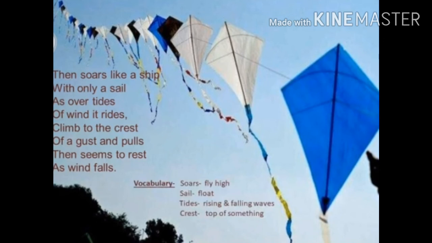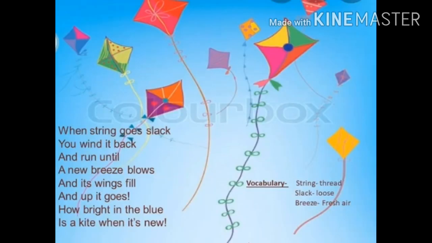In a way, like ship sails over the tides, in the same way the kite just moves into the sky and rides with the pressure of wind. How beautifully it climbs to the highest point, but जैसे ही wind slow होती है, it moves down. And when the string goes slack, जैसे ही loose हो जाता है string, you just roll it back and wait for the strong wind to come so that it can fly again in the sky.